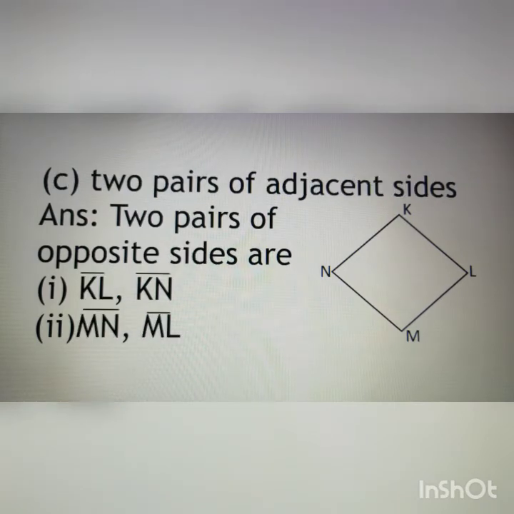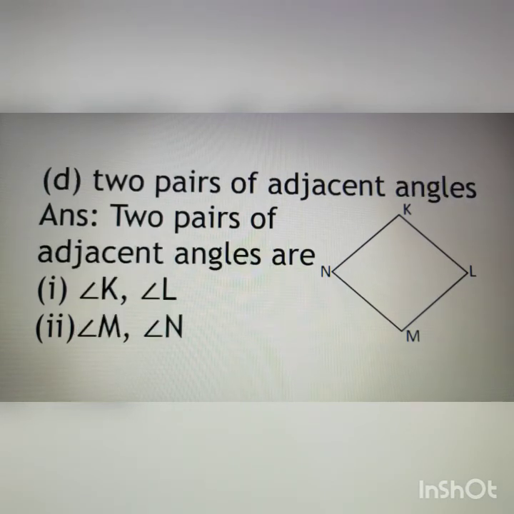Question number 2c, two pairs of adjacent sides. Adjacent sides means the sides which are nearby, or joined by a common endpoint or vertex. So, here two pairs of adjacent sides are KL and KN, MN and ML. Question number 2d, two pairs of adjacent angles. These are angles which are nearby or joined by a common line segment. Two pairs of adjacent angles are angle K and angle L, angle M and angle N.